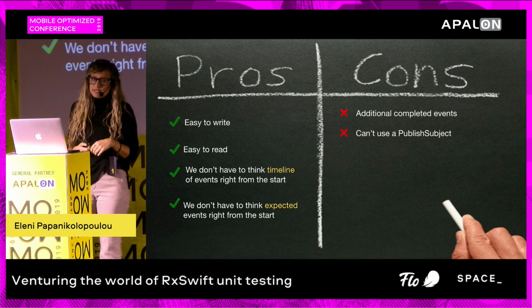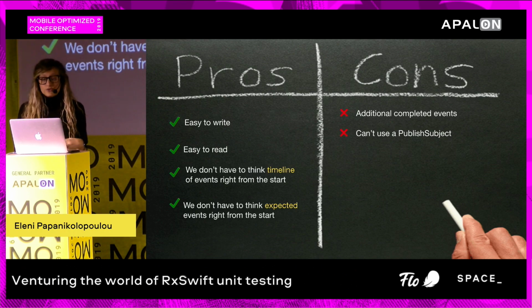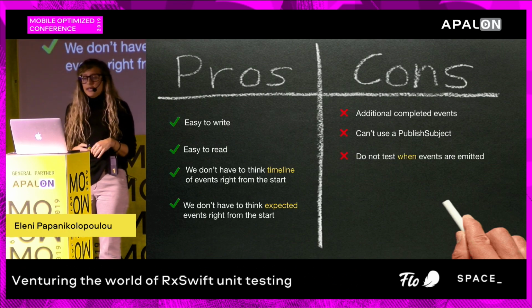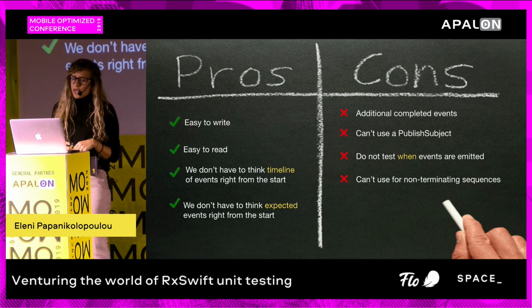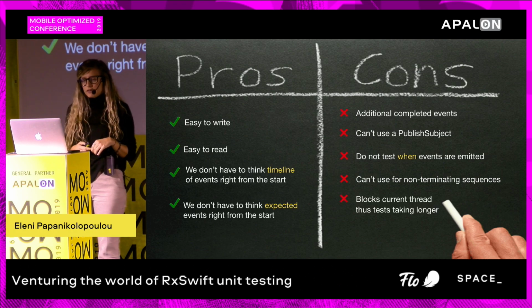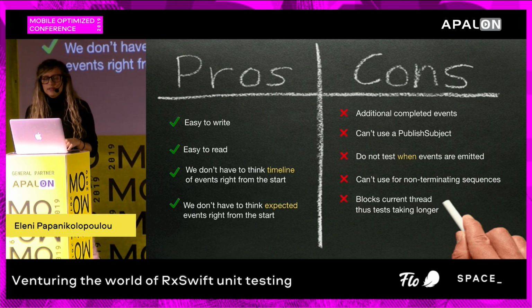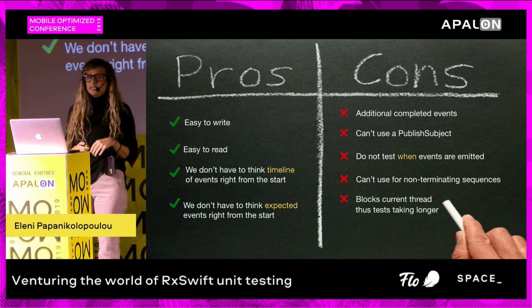And we can't use a published subject, so this is a restriction that we have. And again, we don't test when the events are emitted, only which events are emitted. And we cannot use RxBlocking for non-terminated sequences. And RxBlocking blocks the current thread, which means that our tests may take a little bit longer.